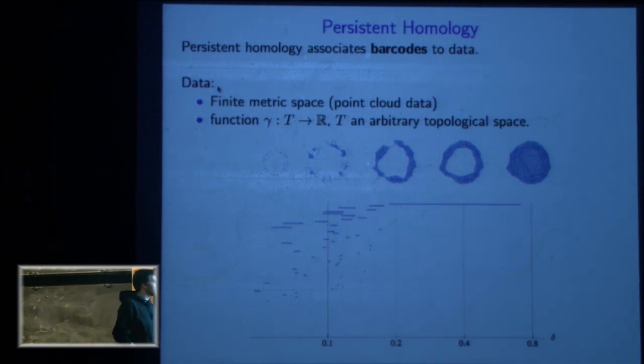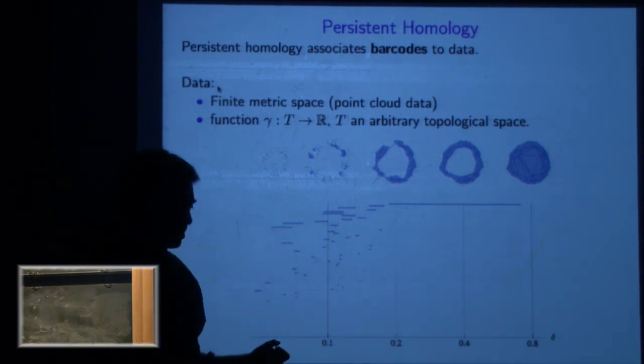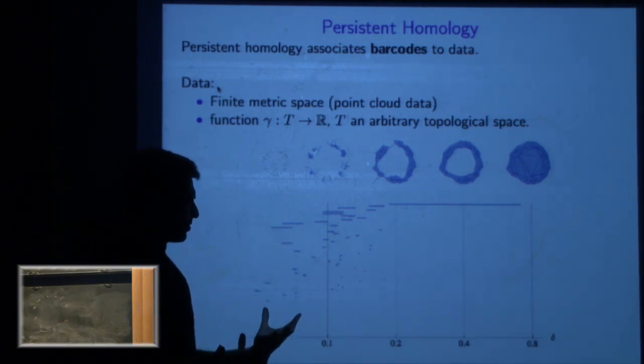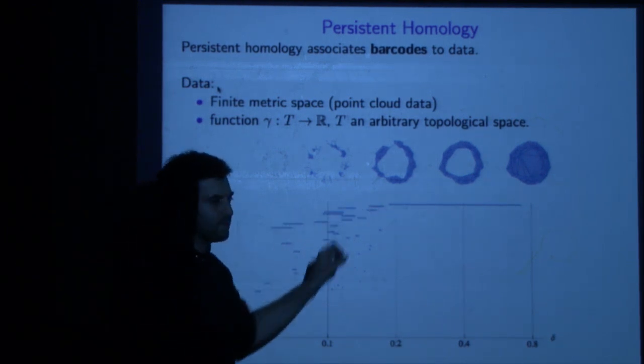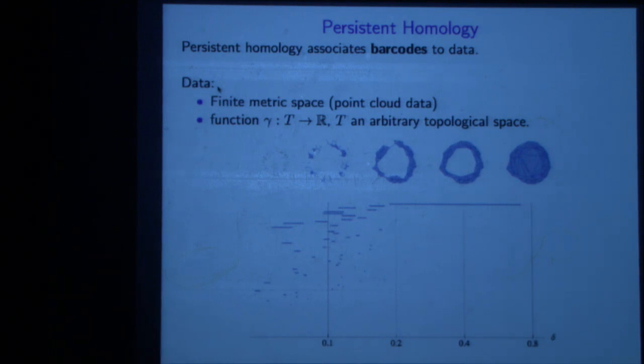As I said, these barcodes are collections of intervals, and the way that we want to interpret them is like this. We want to think of each interval as corresponding to a topological feature of our data, and we're going to think of the length of the interval as some measure of the robustness of that feature.